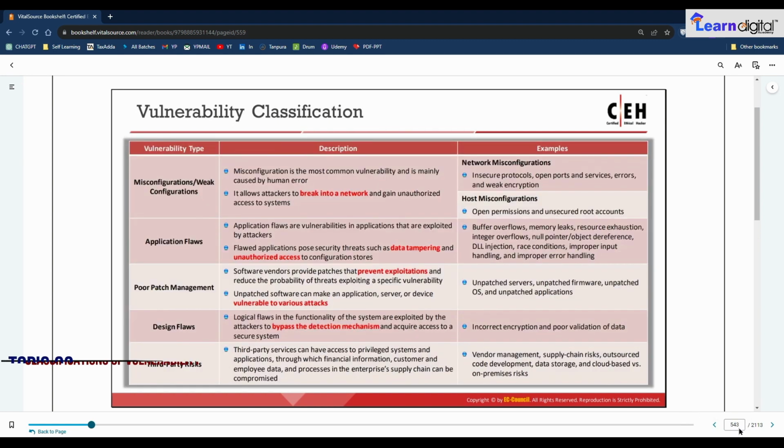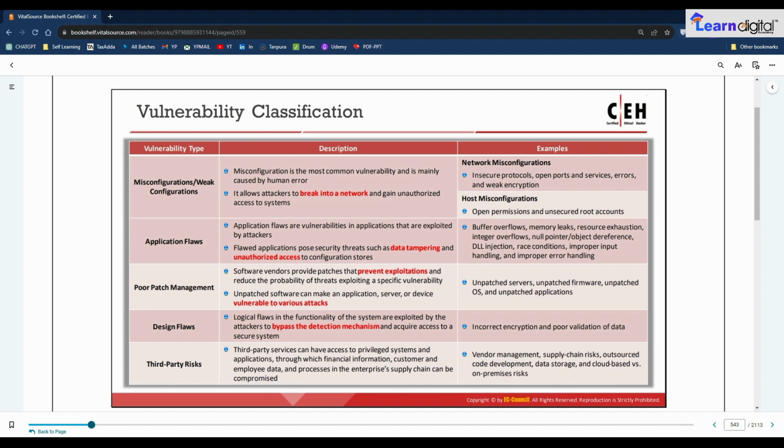The next topic is vulnerability classification and the assessment types. Any vulnerability present in the system can be hazardous and can cause severe damage to the organization. So it is important for an ethical hacker to have knowledge about the various types of vulnerabilities, right? Along with various vulnerability assessment techniques. And this is the chart which you can follow for the vulnerability classification.